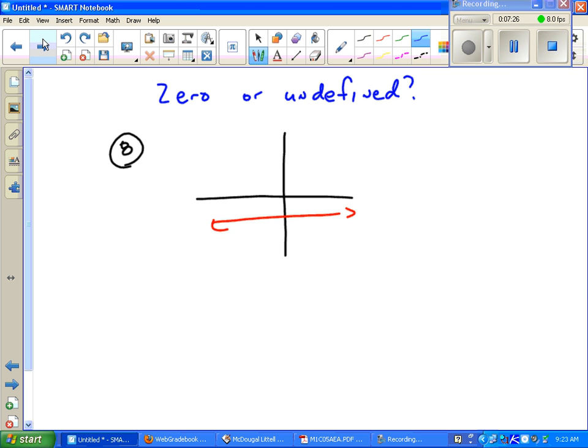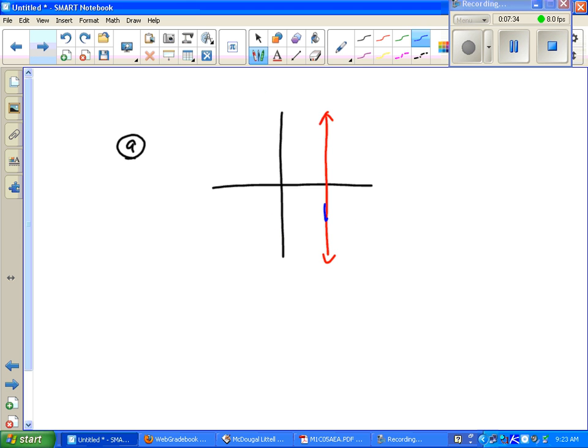Number 8, is it 0 or undefined? You can plug in points to be able to determine it. The easiest way, it makes a capital Z. You can plug in points for number 9 as well. The easiest way, you can write no slope, which is undefined.